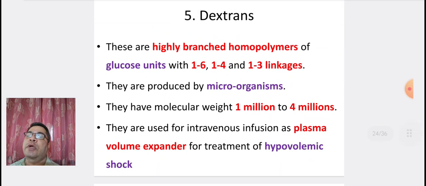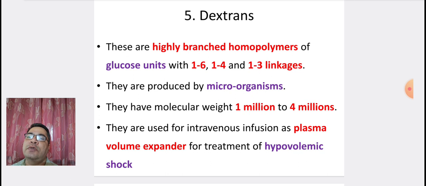Coming to the fifth polysaccharide, dextrans. These are highly branching homopolymers of glucose units with 1,6, 1,4, and 1,3 linkages. They are produced by microorganisms. They have a molecular weight of 1 million to 4 million.